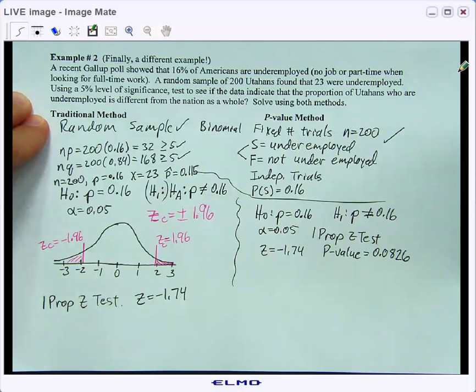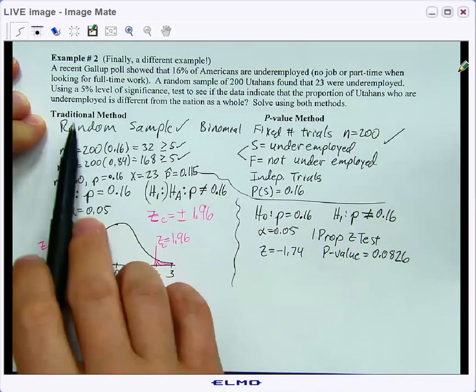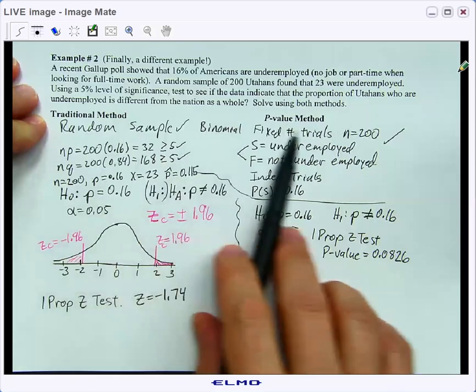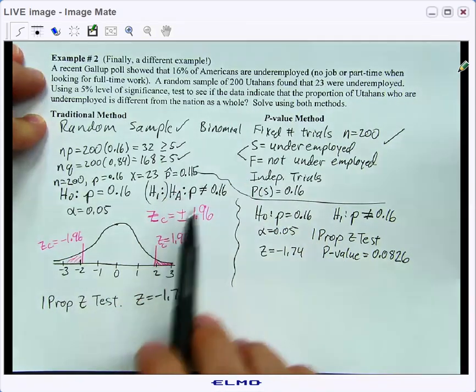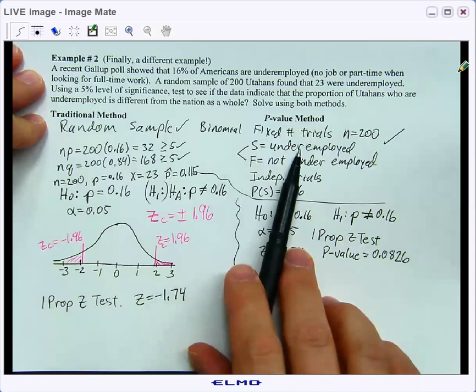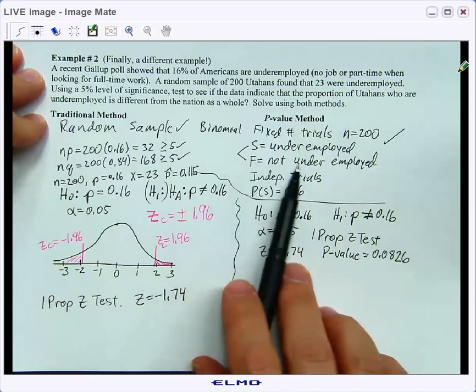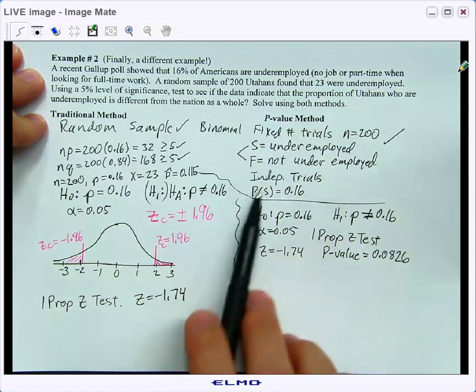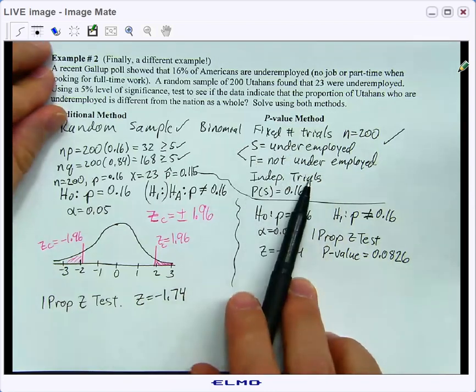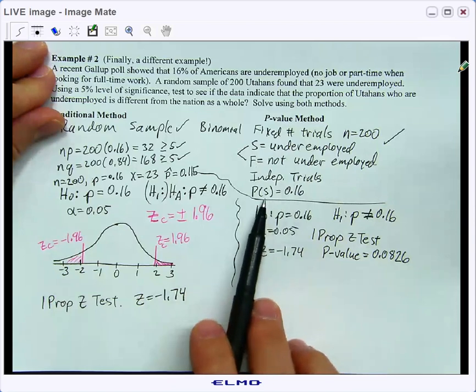Okay, let's see how you did. So we had a random sample. It's a binomial. We have a fixed number of trials, 200. Success is underemployed, even though that's not a good thing when people are looking for work. And failure is not underemployed. So we have two outcomes. We have independent trials, because if I'm underemployed, that doesn't say anything necessarily about my neighbor.